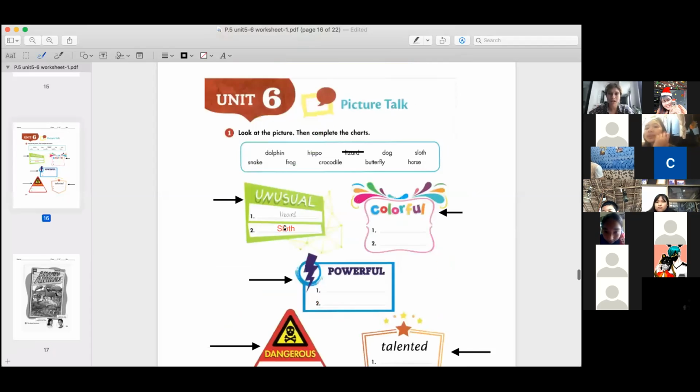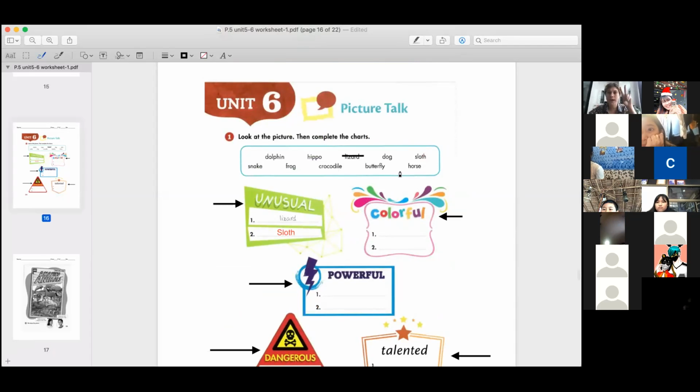Nice work. We have two animals in our unusual category. Which two animals are unusual? A lizard and a sloth.